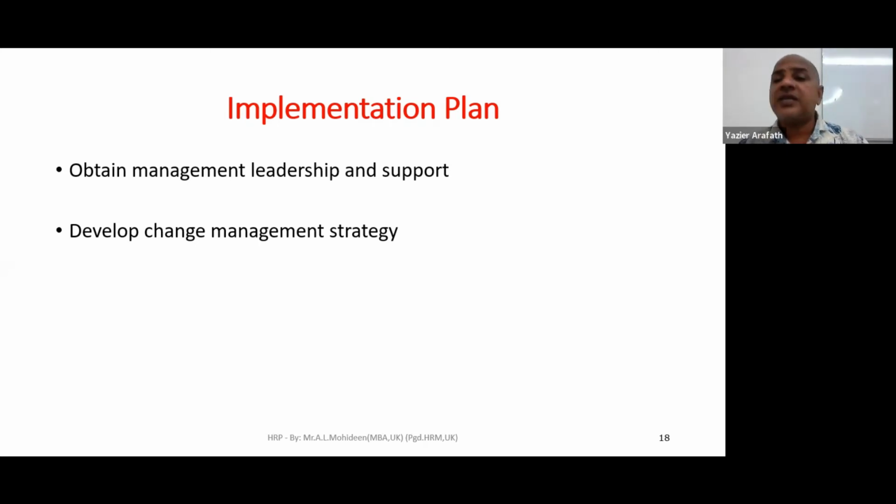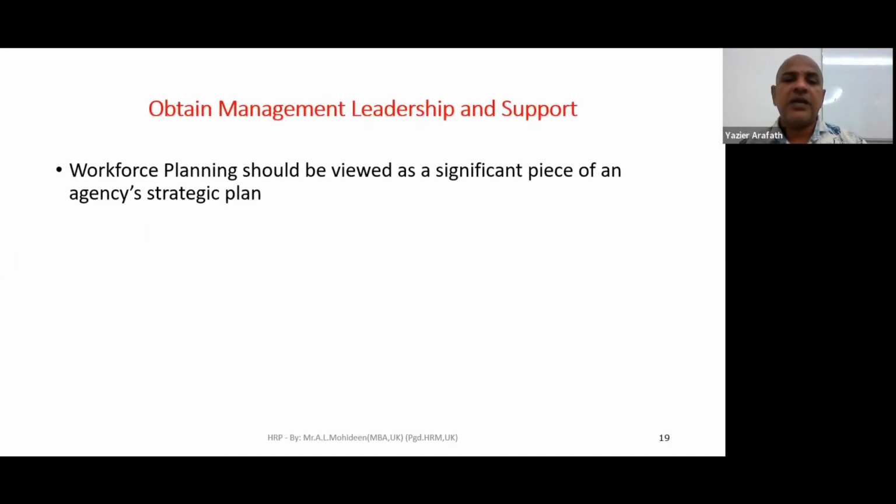And if there are any strategies, we have to develop. If there are any changes, we have to make and then communicate. So this is how we have to implement the plan. Okay, so management leadership support is vital. When we plan the human resources, we have to get all the input from the line management and the leadership, the management connected with the sector.